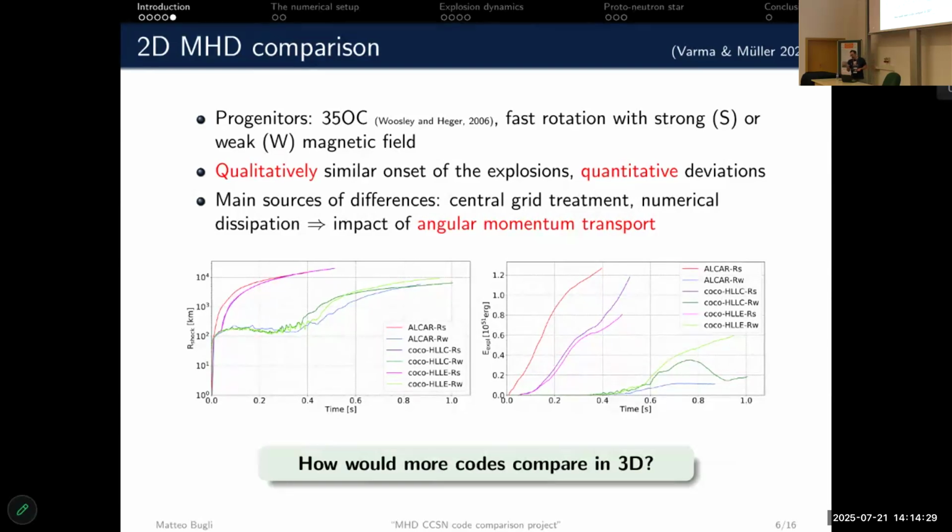Probably the first good comparison has been done. This one, in 2D, was provided by Vishnu Varma, Bernard and Martin, and they basically took popular progenitors, 35OC, and reproduced them with two codes, CoCoNuT and Osaka.